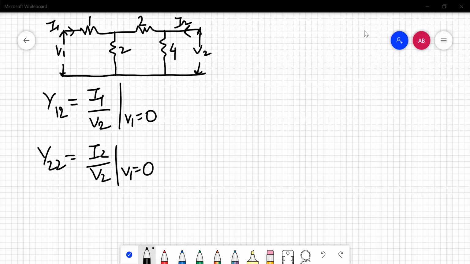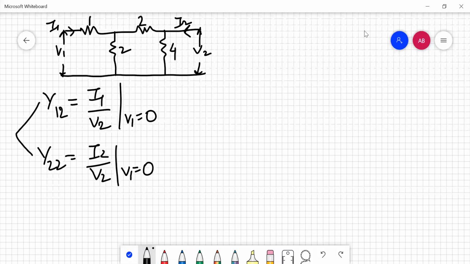So now we are going to calculate our Y12 and Y22 by making our input port shorted. Just see, when we short this port, the part of the current I2 coming from here is going to see two paths. One is this and this.